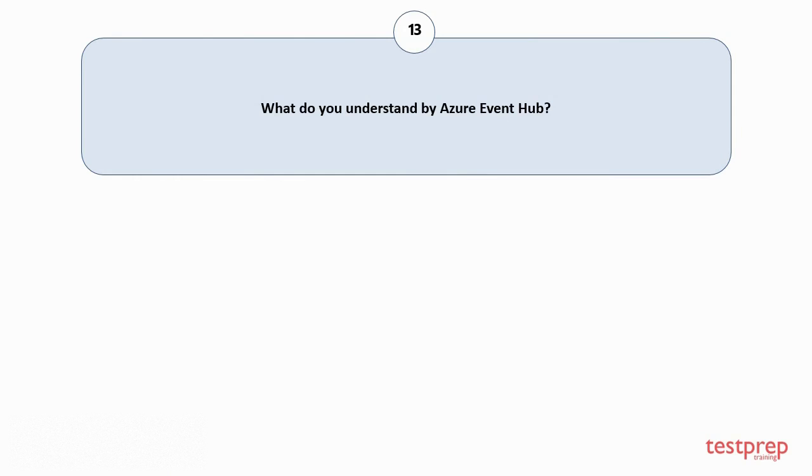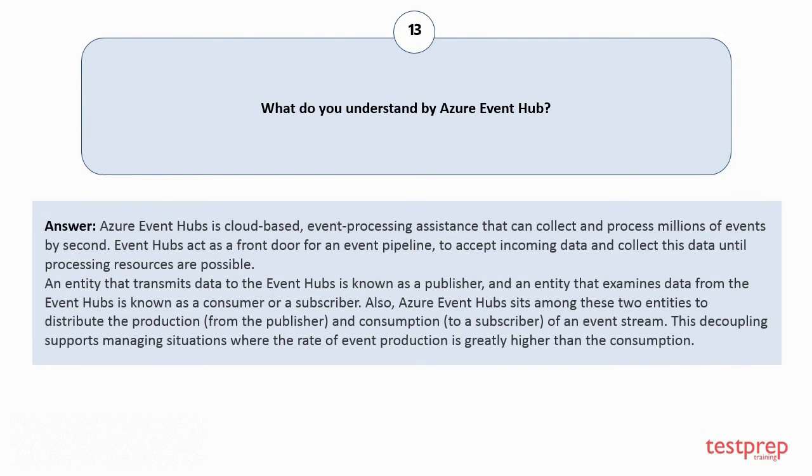Question number 13. What do you understand by Azure Event Hub? Your answer is: Azure Event Hubs is a cloud-based event processing service that can collect and process millions of events per second. Event Hubs act as a front door for an event pipeline, to accept incoming data and collect this data until processing resources are available.